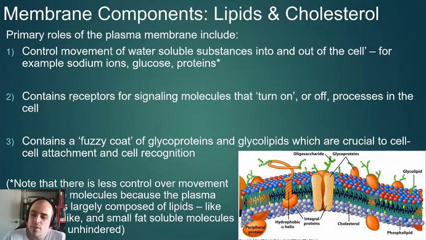It also contains receptors for signaling molecules that turn on or off processes within the cell. So essentially, it's like having an antenna. It's like a receptor there to control communications from outside the cell and inside the cell.